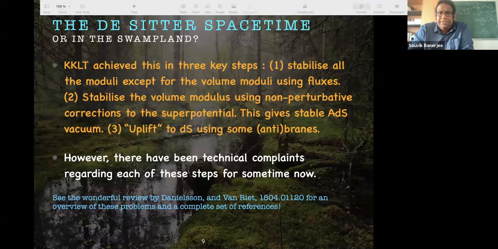They have these complex structure moduli and Kähler moduli or volume moduli. And they stabilize all the moduli except for the volume moduli, which they cannot stabilize using this simple procedure. To stabilize the volume moduli, this is the extra step KKLT had to do. They have to use some non-perturbative corrections. This is known as gaugino condensation, etc. So this gives a stable AdS vacuum.